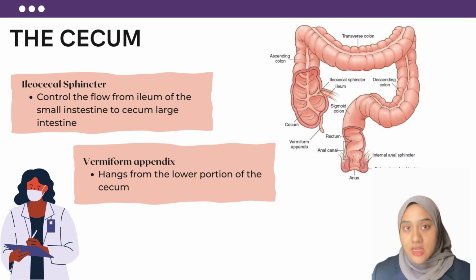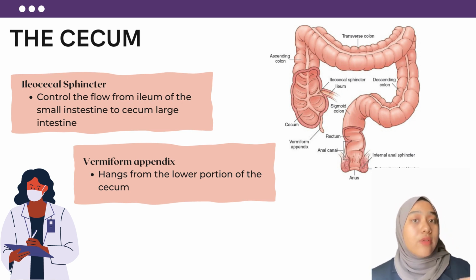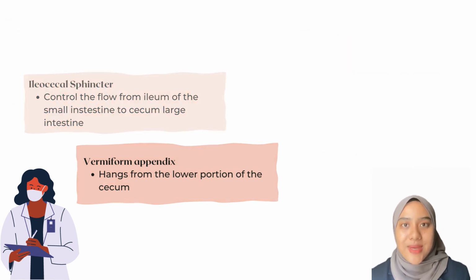In the part of the cecum, there is an ileocecal sphincter, a ring-like muscle that controls the flow from the ileum of the small intestine into the cecum of the large intestine. Beside it there is the vermiform appendix, or what we normally call the appendix, from the lower portion of the cecum. The term vermiform refers to a worm-like shape.